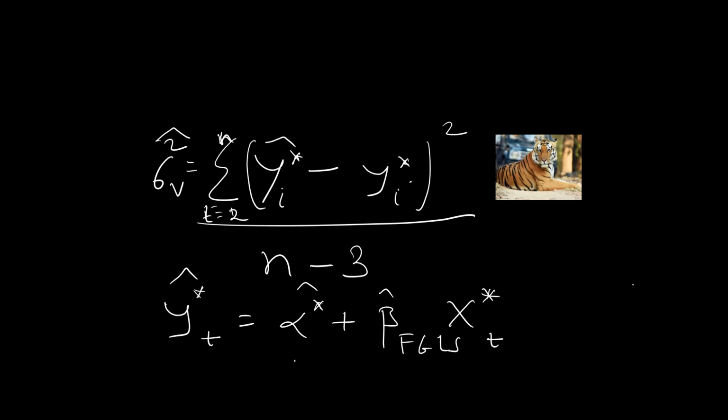Instead of xt minus phi xt minus 1, you have xt minus phi hat xt minus 1. Divide this sum by n minus 3. Why n minus 3? Because we had n observations, we lost one observation to the lag, and then we have two parameters that we have estimated.